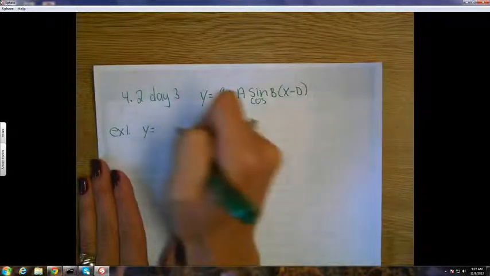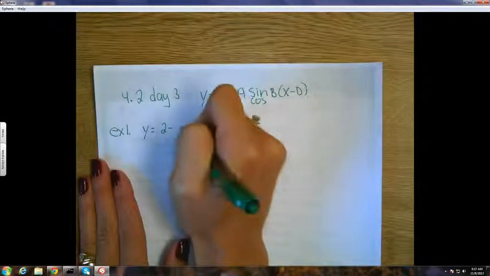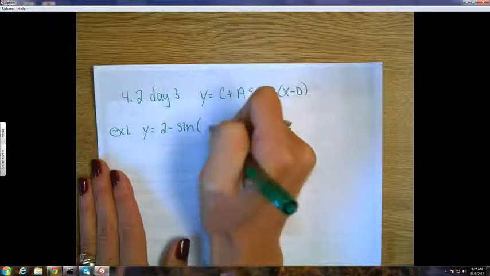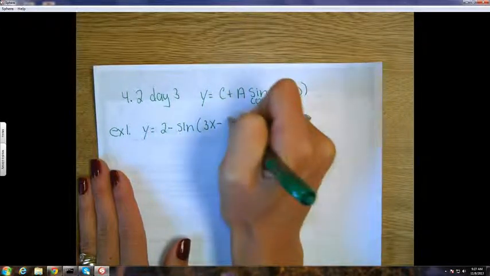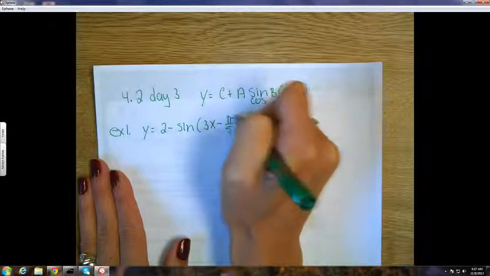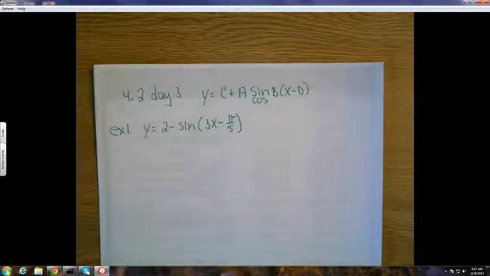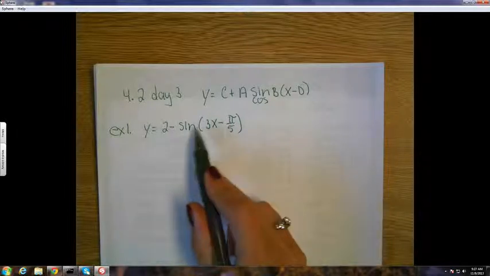All right, let's go. 2 minus sine parenthesis 3x minus pi over 5. Okay, first question, is it in standard form? No. What do I got to do? And what number am I actually taking out? What is my B number? 3. Whatever you see here, that's what comes out.